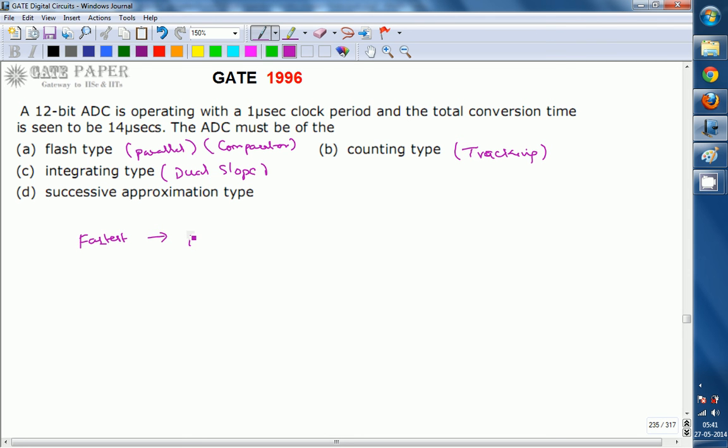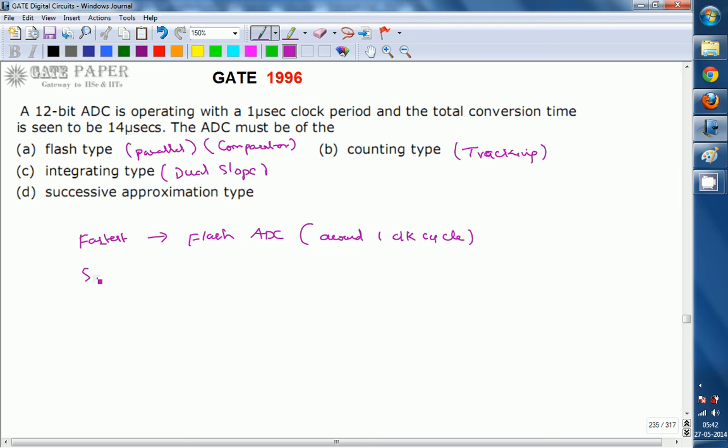is the flash type ADC. Flash ADC is fastest, and it takes only around 1 clock cycle for conversion. As soon as you apply the input signal, you will get the outputs. So it takes very little time, but it requires more components and a large amount of hardware, so it is normally used up to 10 bits at most.